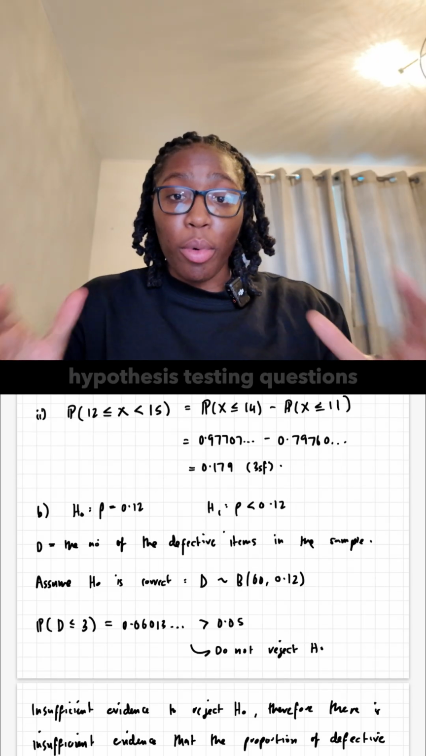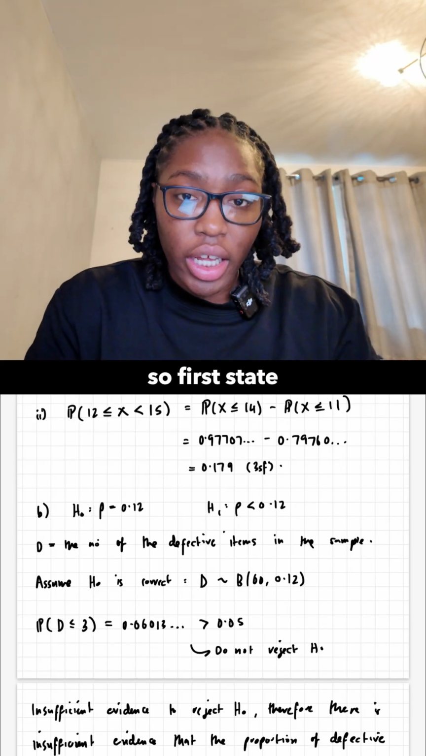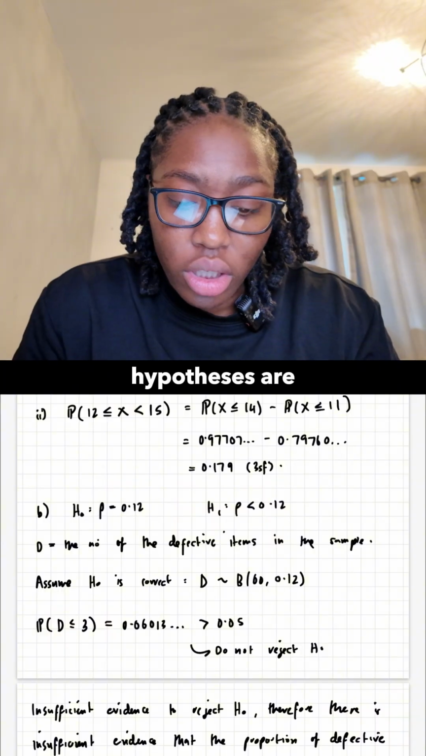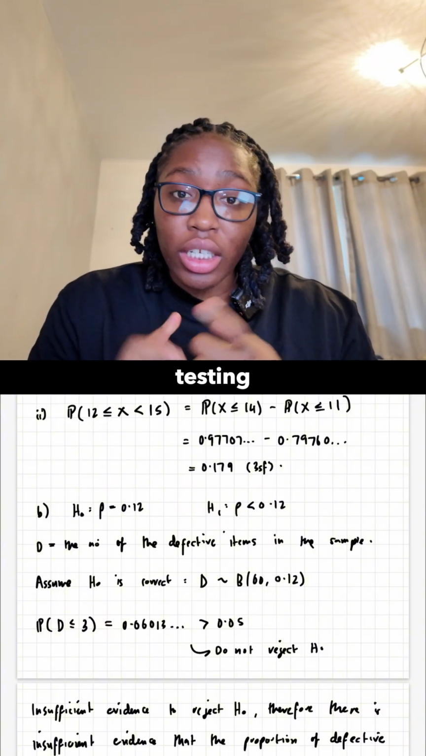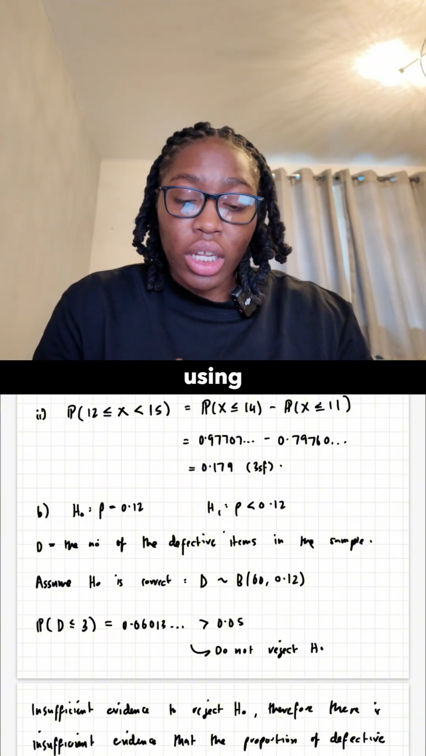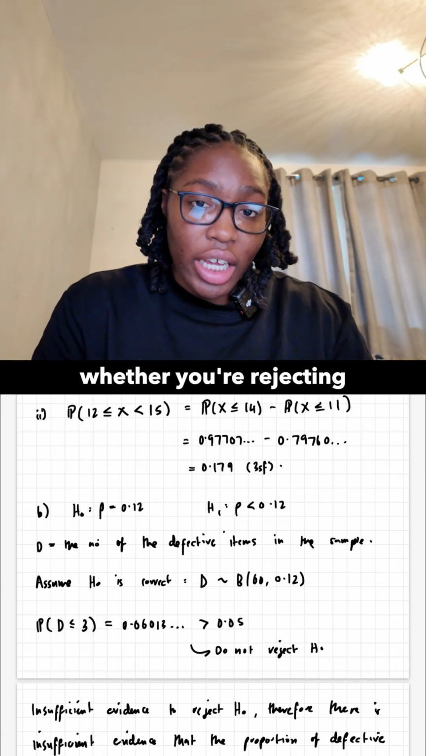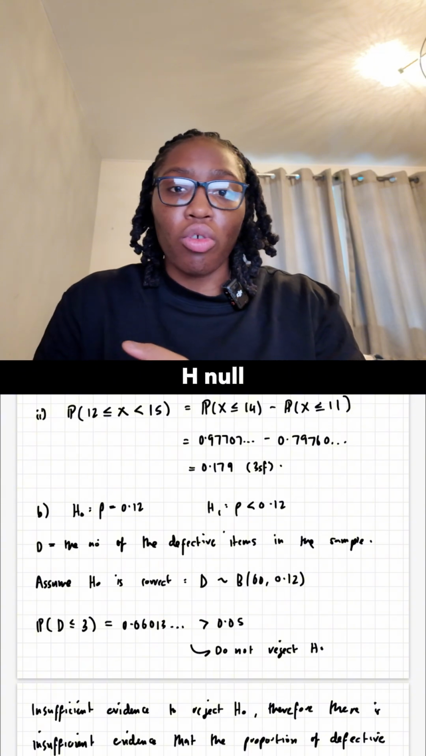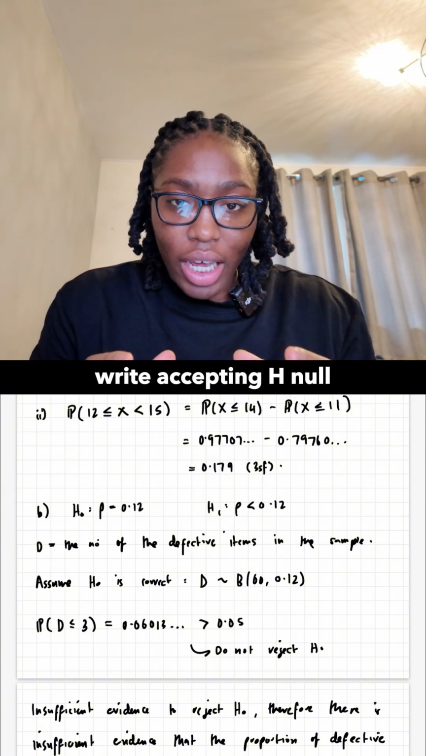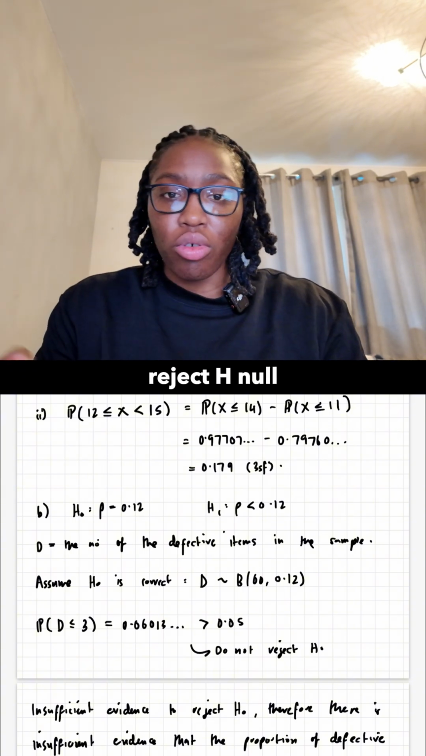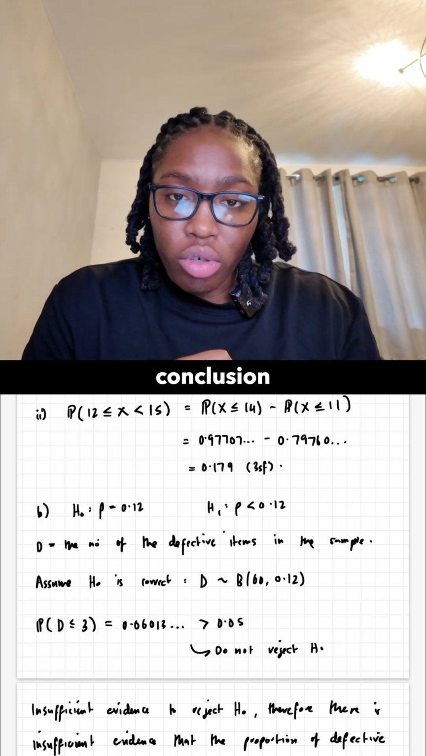So that's how you deal with hypothesis testing questions. First state what your alternative and your null hypotheses are, then figure out exactly what you're testing, figure out the distribution that you're using, carry out the calculation, and then make sure you're stating whether you're rejecting H0 or not rejecting H0. Remember, do not write accepting H0, write do not reject H0. And then from there, just make sure you have your conclusion airtight.